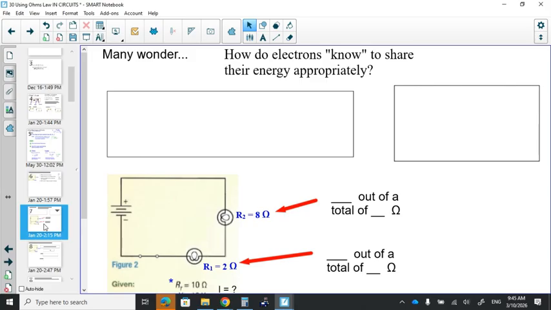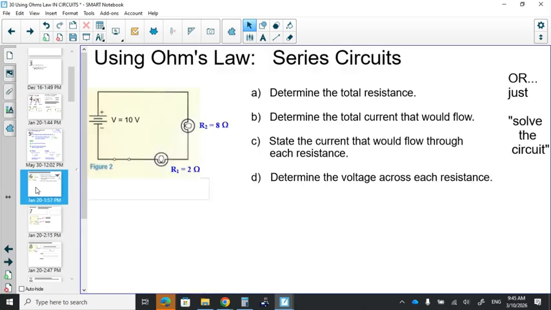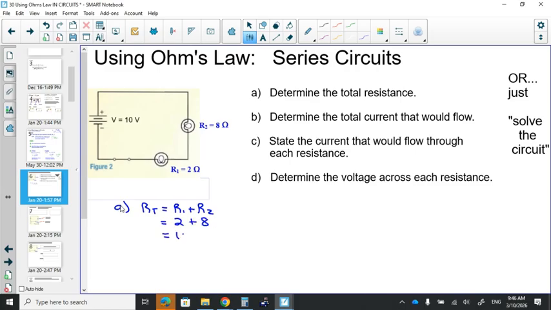So do I have this all worked out? I forget. No, I don't. So let's do this. We've got part A, total resistance. For a series circuit, total resistance is just R1 plus R2, and certainly R3 and R4 and so on if there were more. But in this case, we just have a resistance of 2 and a resistance of 8, and so we have a grand total of 10 ohms of resistance.